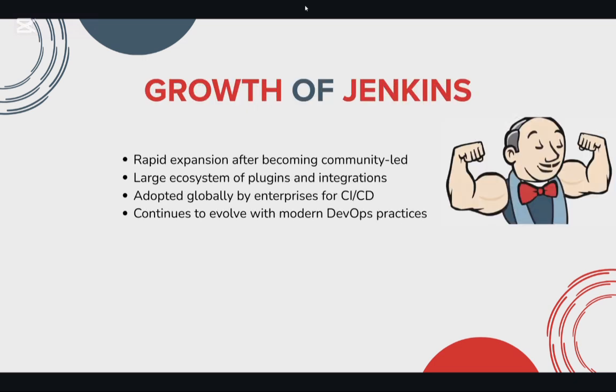Then the next slide is about growth of Jenkins. After the fork, Jenkins experienced rapid growth due to its strong community support. Its plugin ecosystem expanded significantly, enabling integrations with a wide range of modern DevOps tools. Over time, Jenkins became widely adopted by enterprises for building and managing CI/CD pipelines. It continues to evolve, adapting to new technologies and remaining a central part of DevOps automation.